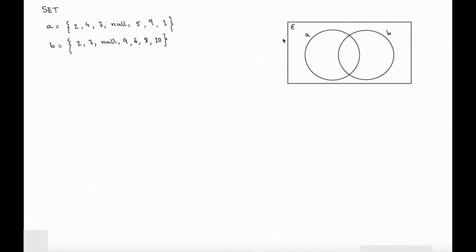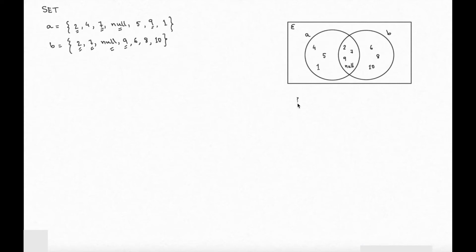Now, if we draw a Venn diagram, which I'm sure all of you have seen at one time or another, and if we look at the intersection between A and B, what would be the numbers that would be in the intersection part? Both of these sets have 2, both of these sets have 7, both of these sets have null, and both of these sets have 9. So these would be in the intersection of A and B. The ones that are left would remain in this part of A, and the ones that are left for B would be in this part.